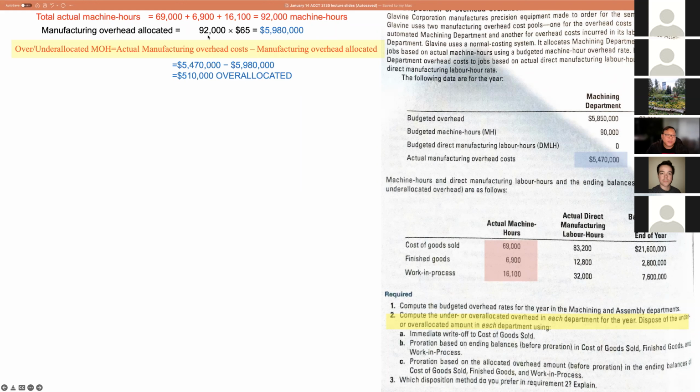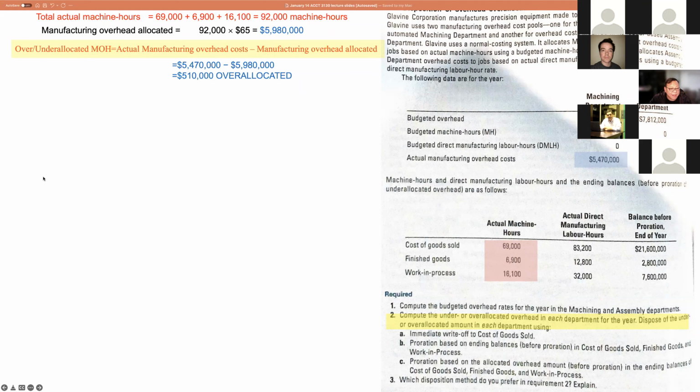So you use the actual number minus the allocated number. And what happened is you realize that, actually I over allocated. The actual number is 5.47 million, but I allocated 5.98 million. So I over allocated 510,000. Does this make sense? I have to make sure you all understand this. Otherwise, we can't proceed.